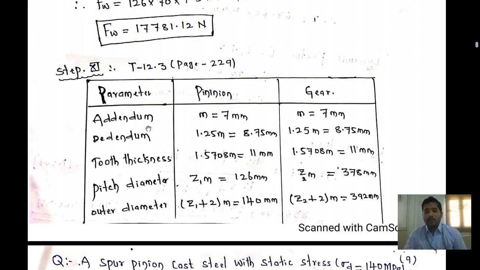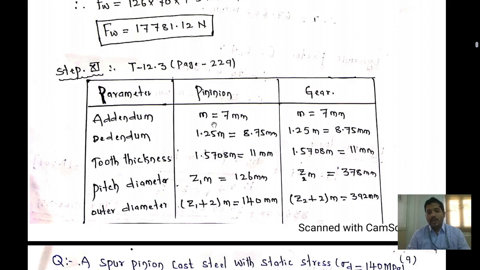Okay dear, after getting the wear load, or we can say the wear force, you need to draw this table. That is the most important part. Based on this table only you will get the full marks. Okay, that is the end of this problem. The parameters are for pinion and gear. First you have to write down the addendum, dedendum, tooth thickness, pitch diameter, and outer diameter.